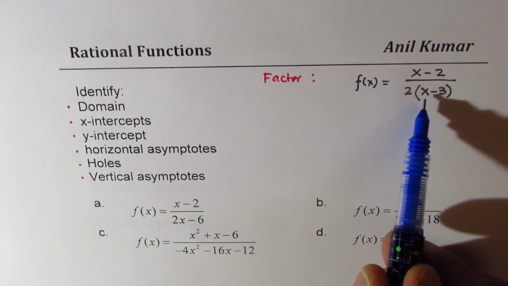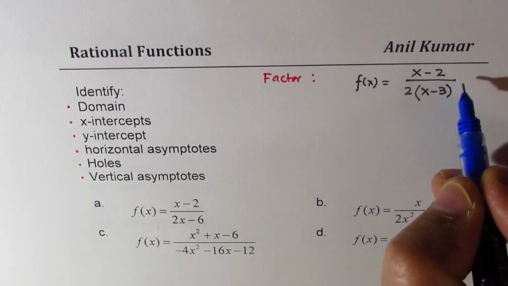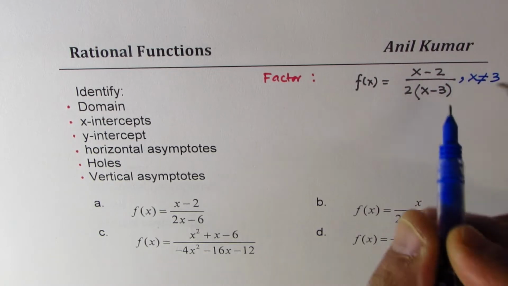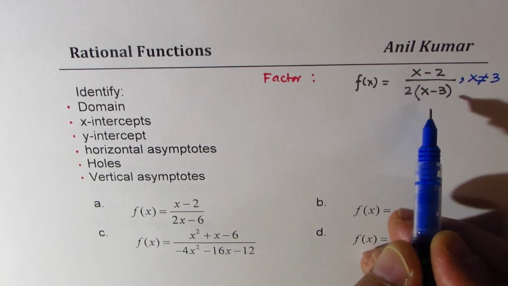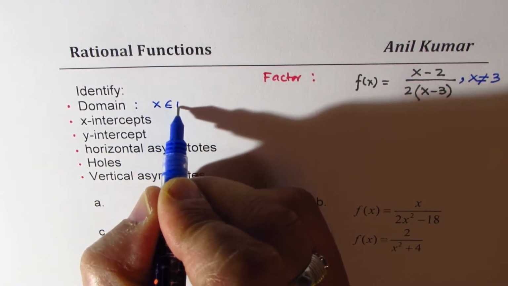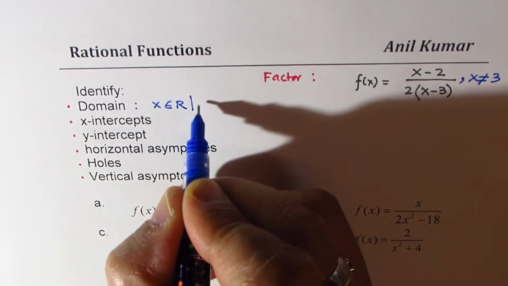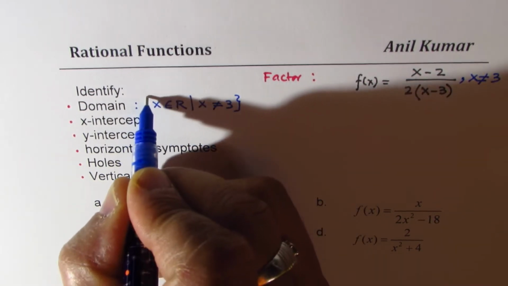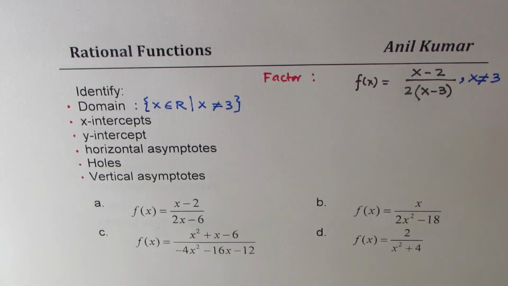Now here, the denominator cannot be 0, so you can straight away write that x is not equal to 3, since that is going to make the denominator 0. So in the domain, I can write x belongs to real numbers, where x is not equal to 3. Perfect. So that's the first step.